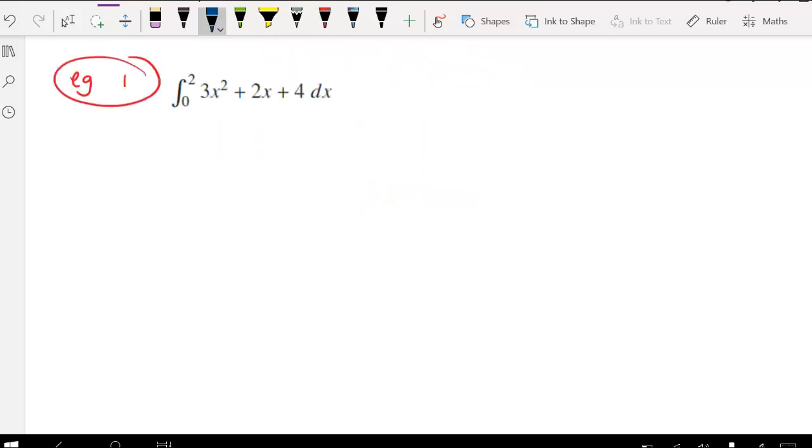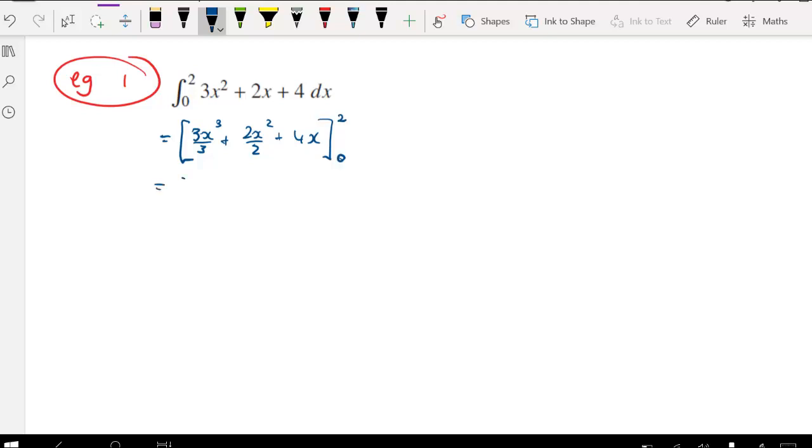Really quick example with this: we're finding the integral between 2 and 0 of the function 3x squared plus 2x plus 4 with respect to x. Okay, so step 1 is we want to find the integral here. So this becomes 3x cubed on 3, 2x squared on 2, and 4x. You don't have to worry about adding c because we're going to subtract the function from itself, and adding c would be redundant. So, and it's between 2 and 0.